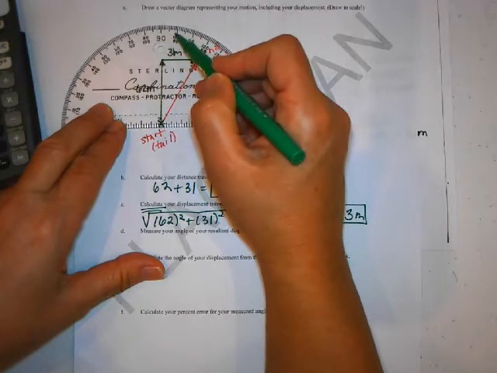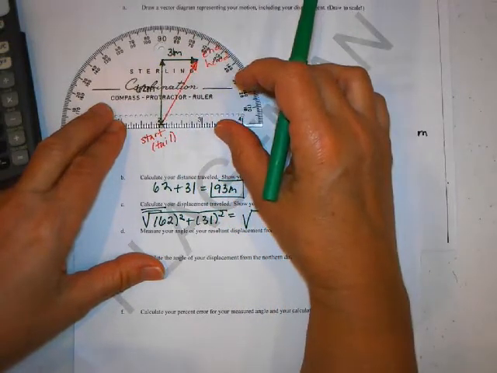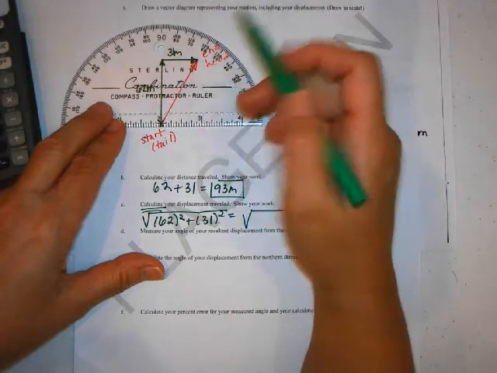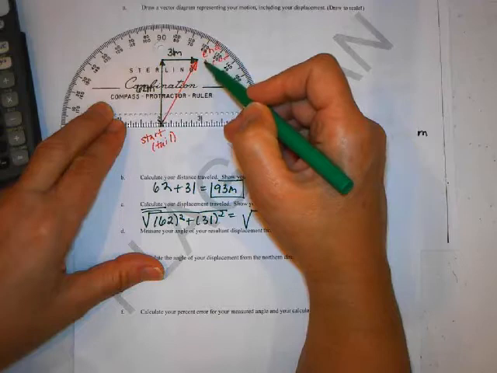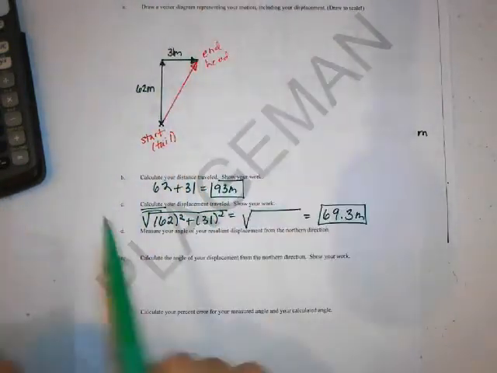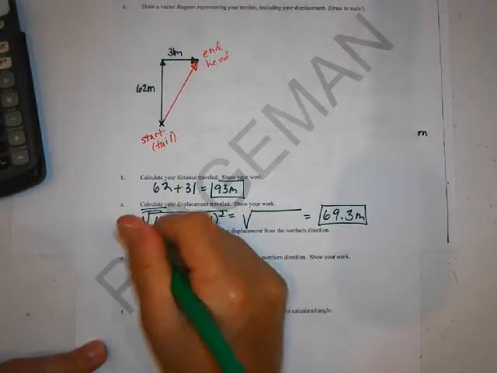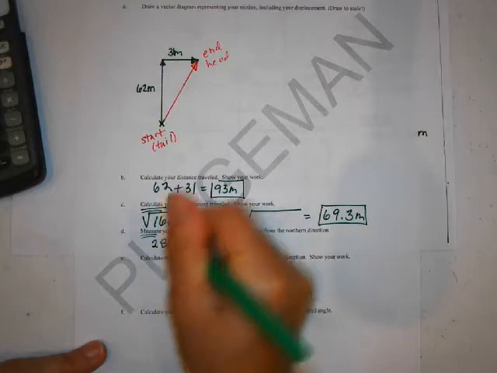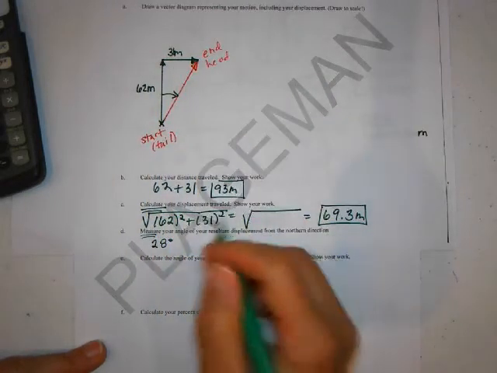So this is 10, 20. It looks about maybe 28 degrees. So with the protractor, that's what measure means. This is going to be 28 degrees, and this angle here is east of north.